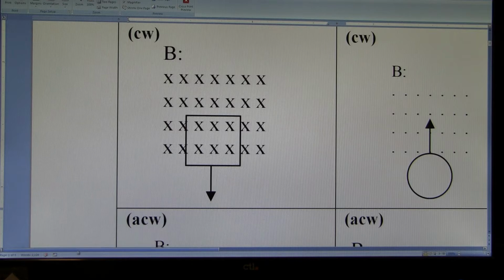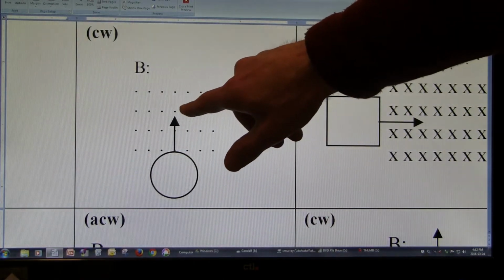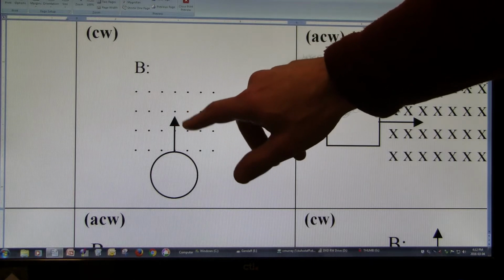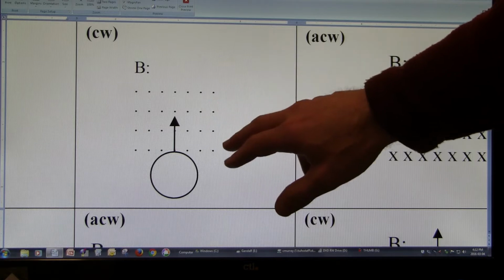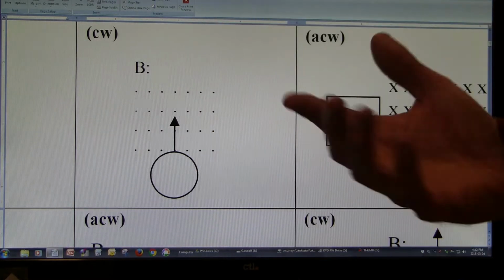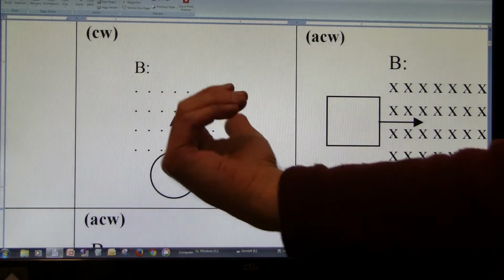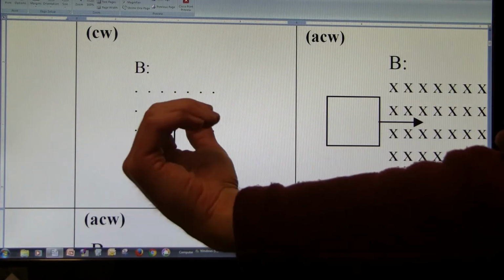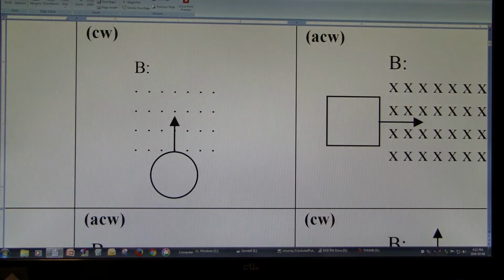Let's try the next one here. Here a loop is being pushed into a region where there's an out-of-the-page magnetic field. And so we are gaining flux out of the page. The way you react to that is, of course, you oppose the gain of flux. So to oppose that, we would create flux into the page. And that's why the current would go clockwise. That's the answer right there.